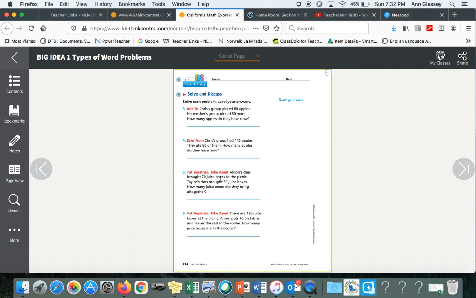Put together and take apart. So this will be Allison's class brought 70 juice boxes to the picnic. Taylor's class brought 50 juice boxes. How many juice boxes did they bring all together? It's a put together. But you could also take it apart.